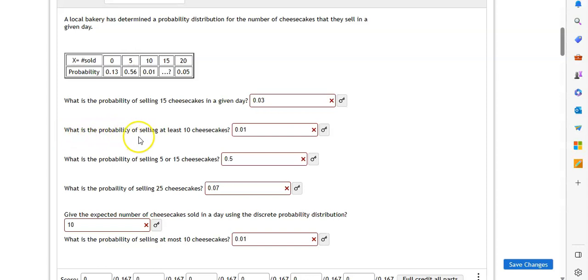We want to know, what is the probability of selling at least 10 cheesecakes? Now, if we think about the words at least, what would be at least 10 cheesecakes? Well, 10 itself would be at least 10 cheesecakes. 15 would be at least 10 cheesecakes. And 20 would be at least 10 cheesecakes. So what we need to do is add up all the probabilities for 10, 15, and 20.